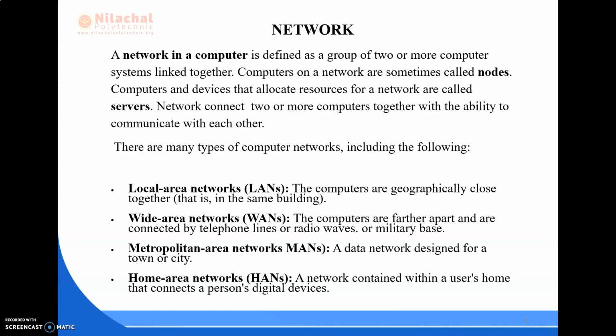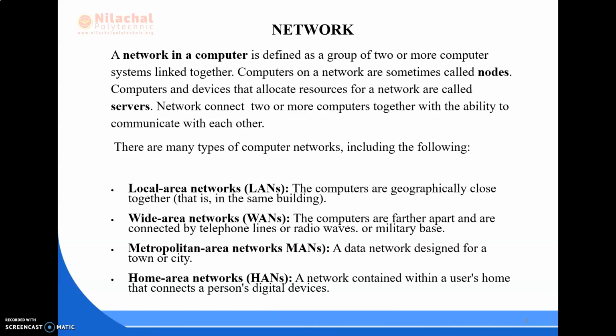Next is wide area networks, also known as WAN. The computers are further apart and are connected by telephone lines or radio waves are known as wide area networks. Next comes the MAN, or metropolitan area network. The data network designed for a town or a city is known as a metropolitan area network. For a wide area network, we can take the example of the internet we actually use.